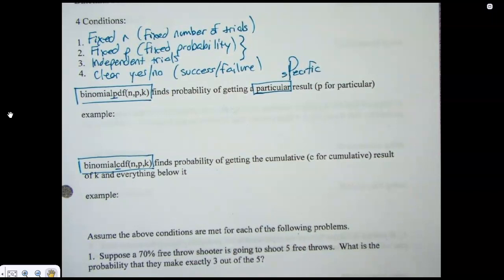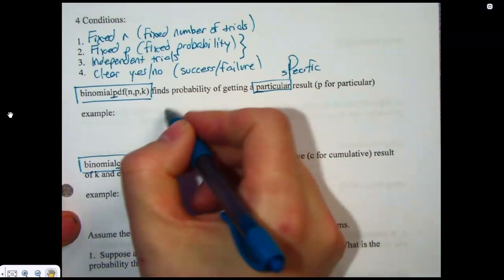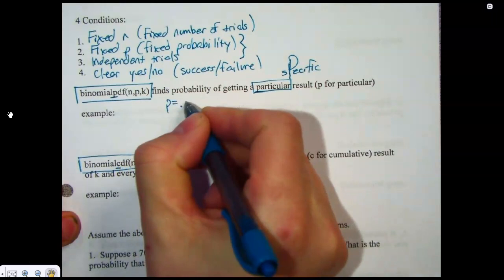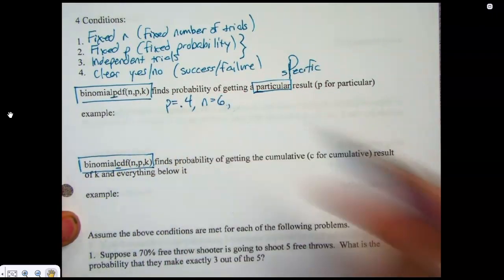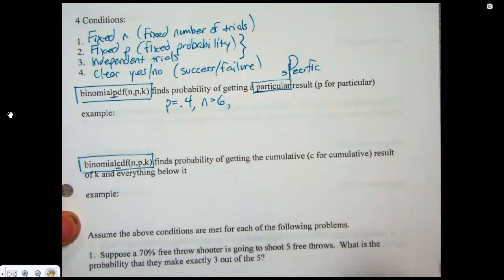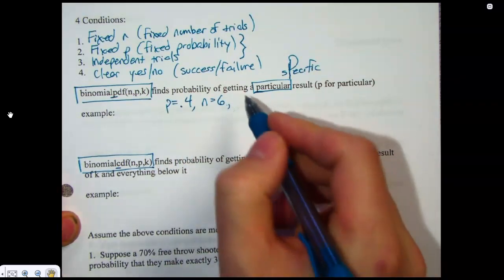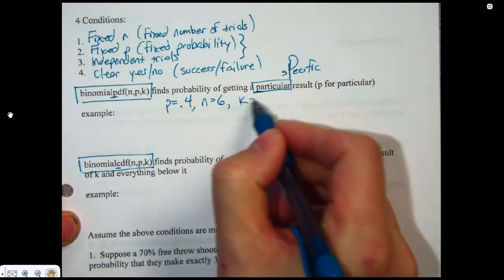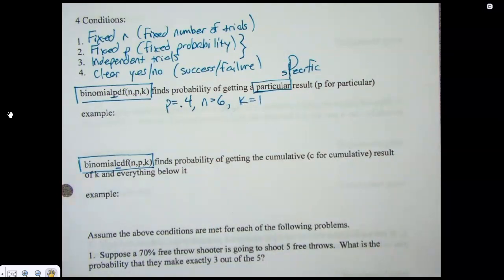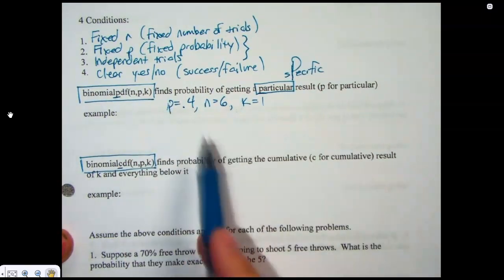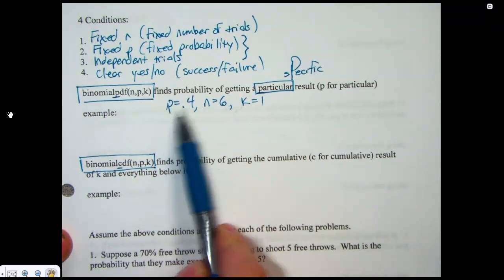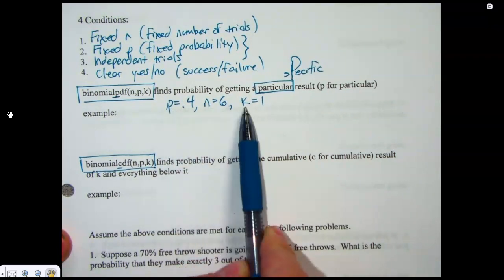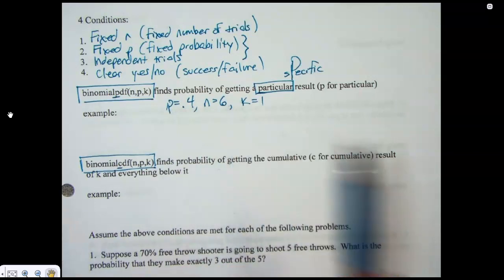So if I were to do that one we just did on the board, the probability of success was 0.4. There were 6 trials. It actually doesn't work for the one we just did. So let's say I want to know k equals 1. So I'm going to flip a coin. The probability that comes up heads is 40%. I'm going to flip 6 of them. I want to know the probability I get 1 success.